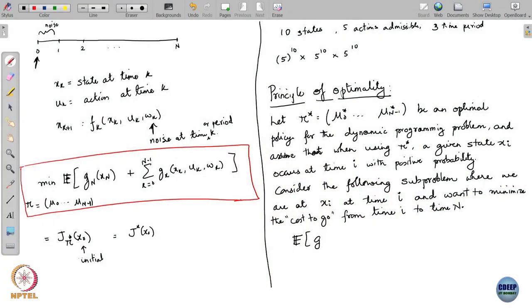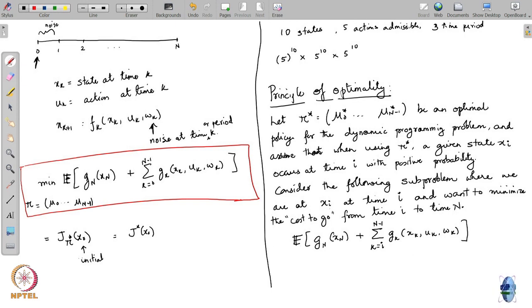So, the cost to go is, you still have the terminal cost g n of x n, and you have this cost which starts from k equal to I and goes till k equal to n minus 1, once again of g k of x k and u k. Now, u k, remember, is going to be evaluated as a function of x k as before. So, this now looks like any other dynamic programming problem, except that it does not have time horizon n, but time horizon n minus I, and it starts from state x I.